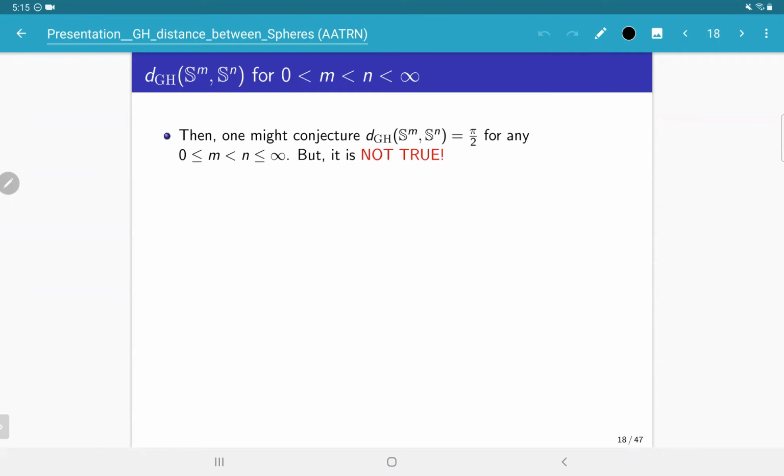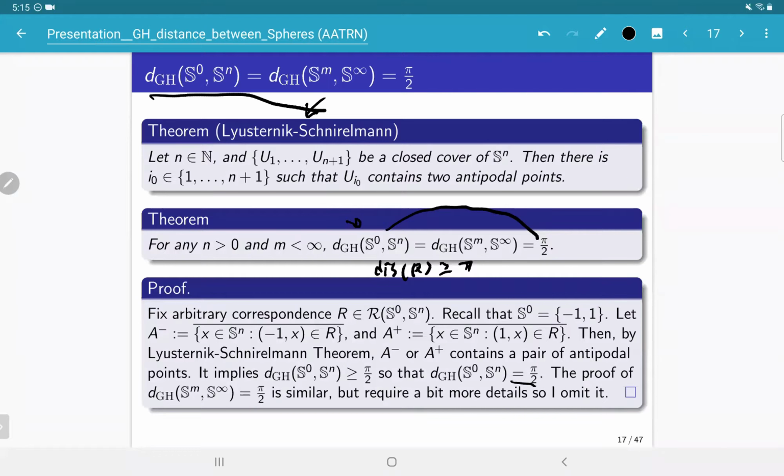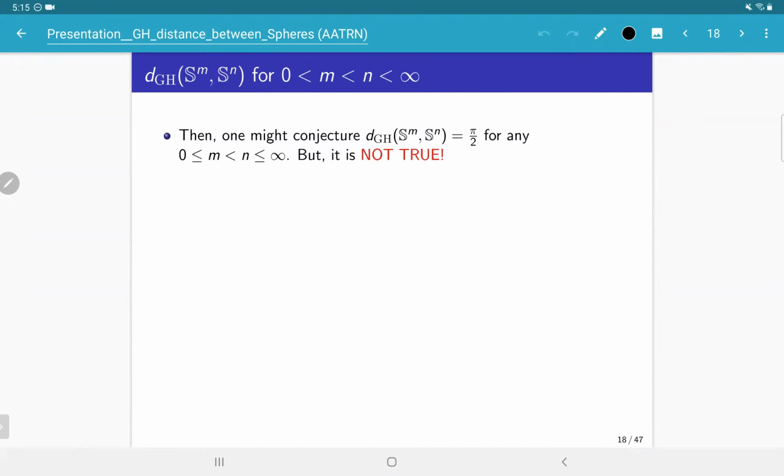So we just computed that these numbers are all pi over 2 when m is 0 or n is equal to infinity. And at this step, one might conjecture that the Gromov-Hausdorff distance between Sm and Sn is maybe always pi over 2 for any m, n between 0 and infinity. But actually, it is not true. The situation is more interesting than that.